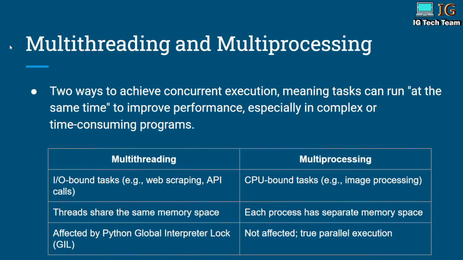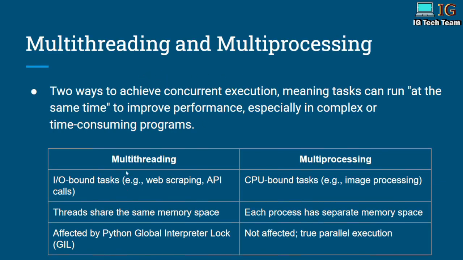Next one is multi-threading and multiprocessing. Both multi-threading and multiprocessing are two ways to achieve concurrent execution, meaning your tasks can run at the same time to improve performance, especially in complex or time-consuming programs. So if you want your tasks to run at the same time, you have to remember the concepts of multi-threading and multiprocessing. And what is the difference between multi-threading and multiprocessing?